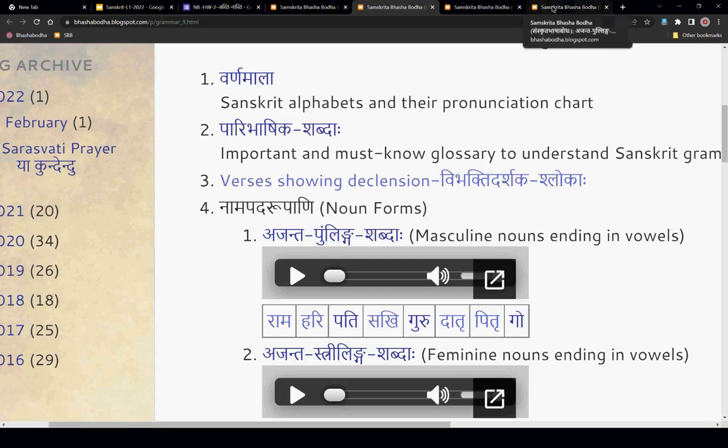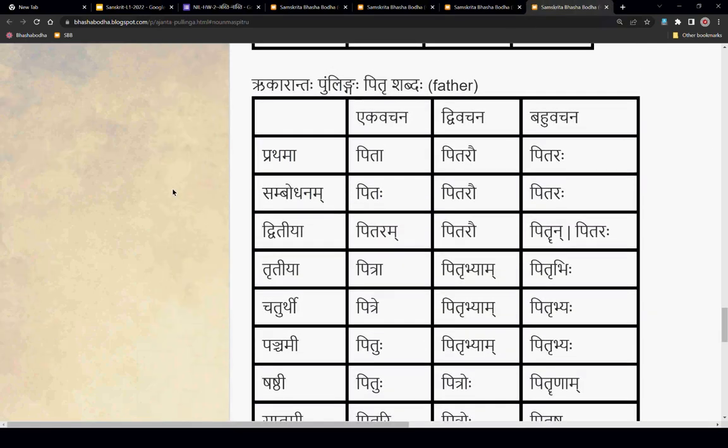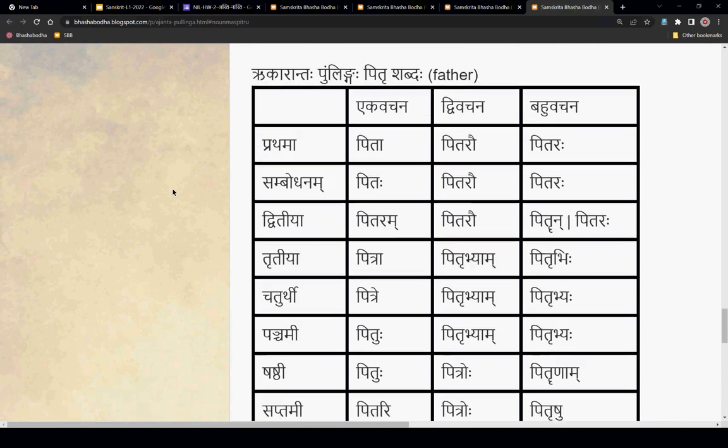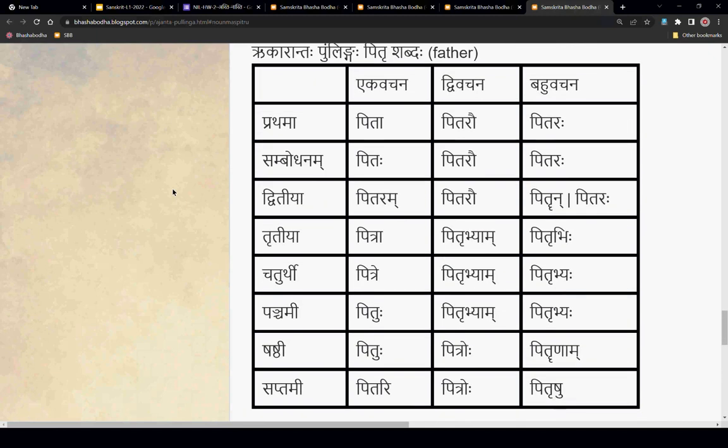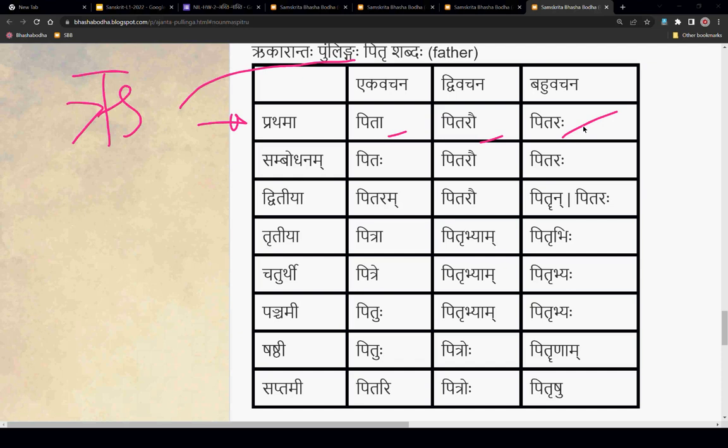Pitru, which also sounds similar and also means father. So what is the base word? What is the ending letter here? Pitru. What is the ending letter? Rukara. It's a vowel. Is it a vowel or a Vyanjanam? It's a vowel. The Prathama Vibhakti becomes Pita, Ekavachanam; Pitarau, Dvivachanam; Pitaraha, Bahuvachanam.